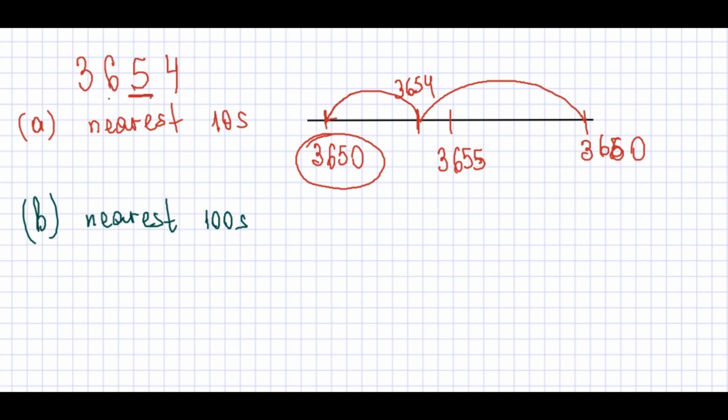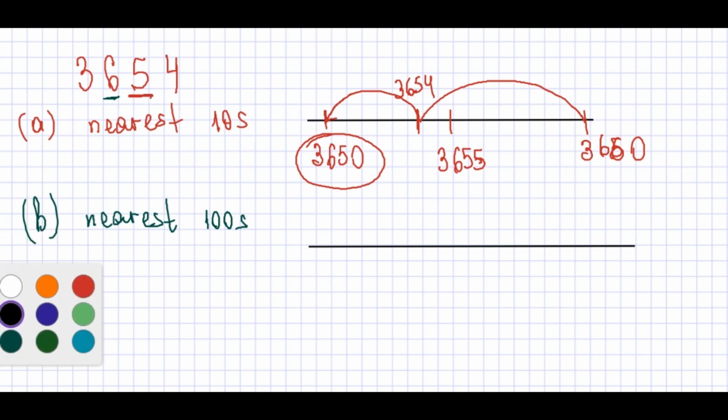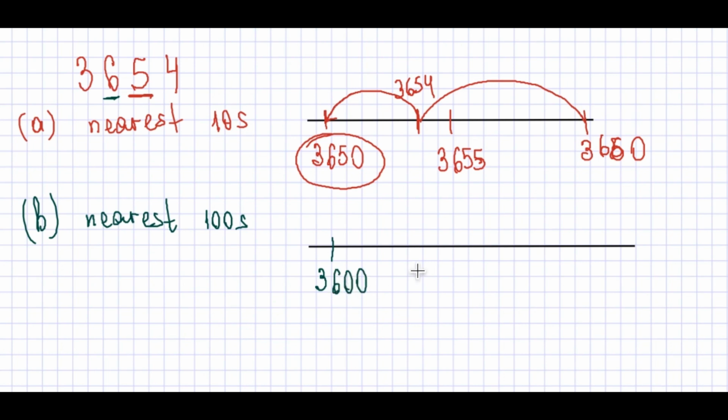Okay, now let us round it to the nearest hundreds. When we round it to the nearest hundreds, we have to find out the hundreds place, and we see that 6 is on the hundreds place, so the value of 6 is 600. And we know that 600 something is between 600 and 700. So let us draw a number line and show 3,600 and 3,700. The number halfway between is 3,650.